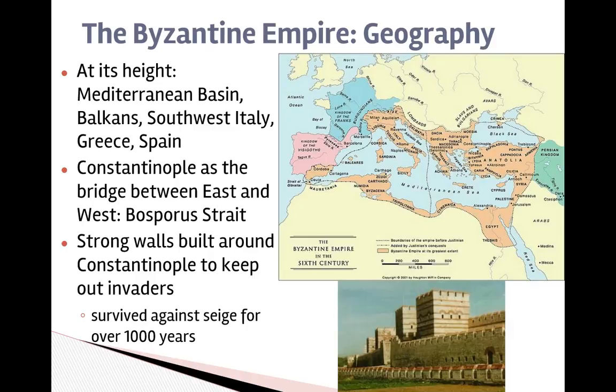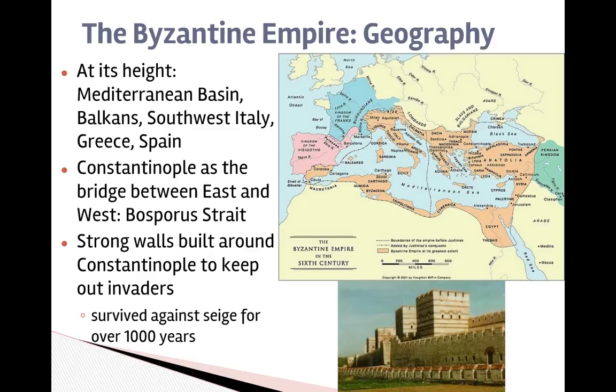So what we're going to see also is that because of the wealth of Constantinople, it was very vulnerable to outside invaders, just like Rome was. And so one of the things that the leaders of Constantinople do that make it survive for as long as it does is that they build very substantial walls around the city.